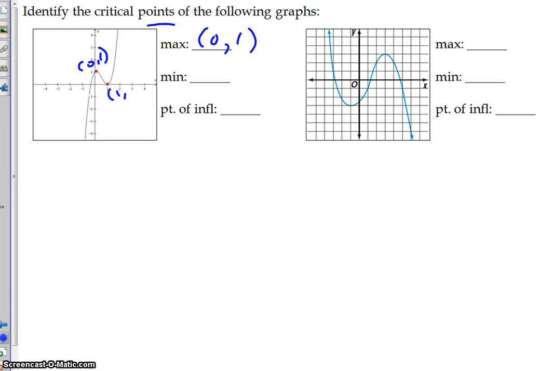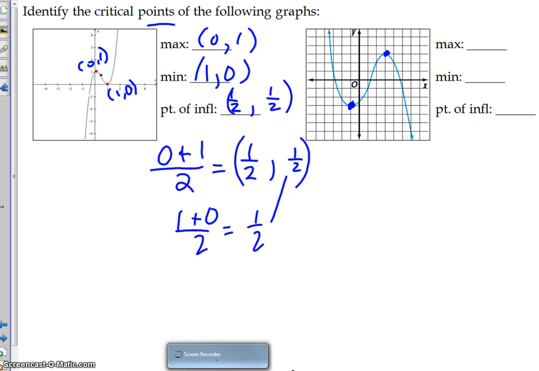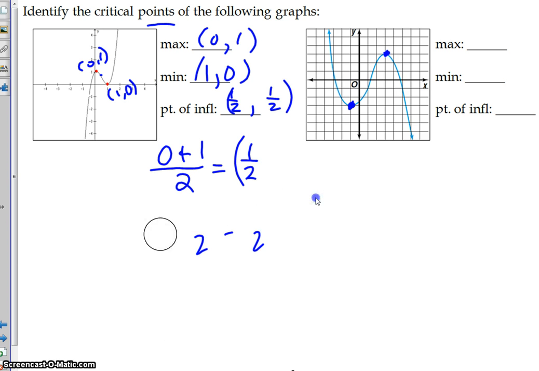And this is the point 1, 0 right here at the other one, and that's our min. All right, and then the point of inflection would be the point halfway between these two. I know it's kind of hard for me to show that, but one way I do it is I add my two x's together and divide by 2, and so here I'd be at 1/2.